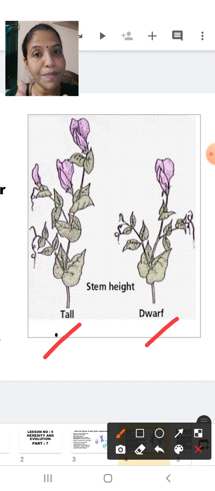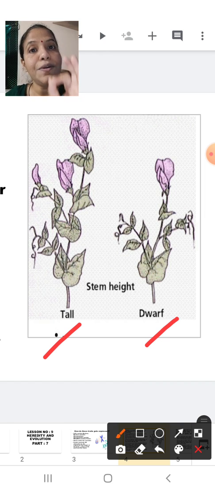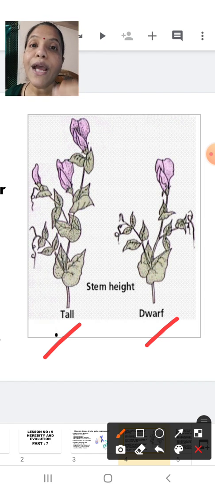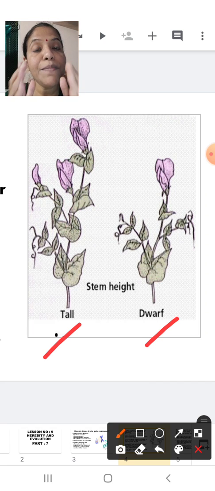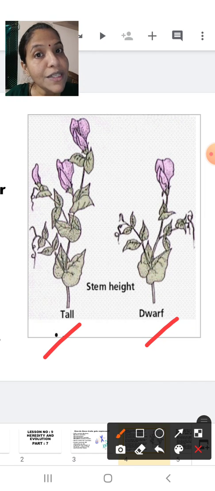Now in case of a plant, the height of the plant is controlled by hormone. And for the production of the hormone, what we require is the enzymes. Now, what is the chemical nature of enzyme? Chemically, the enzymes are proteins. If the enzymes are proteins, then definitely it is produced by a gene.